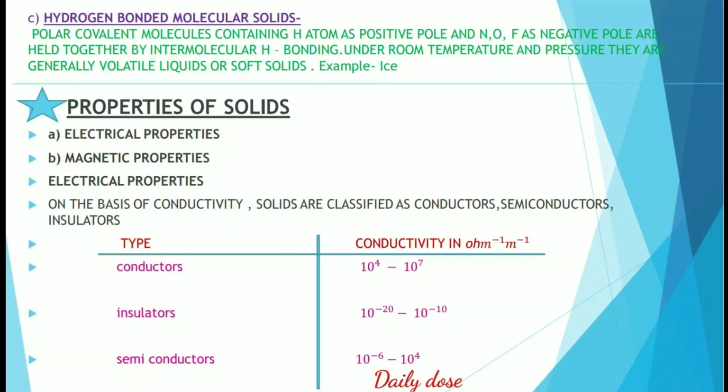So the next topic is the properties of solids. I'll be going into detail in my next video about this topic. Well, you can see on the screen that I'll be discussing the two types, the electric and the magnetic properties. So you can see the types, that is the conductors, insulators, and semiconductors.